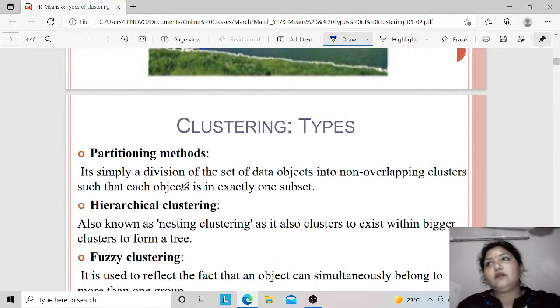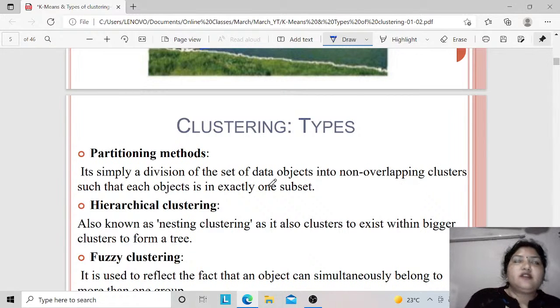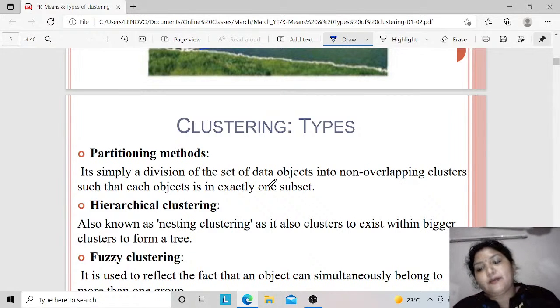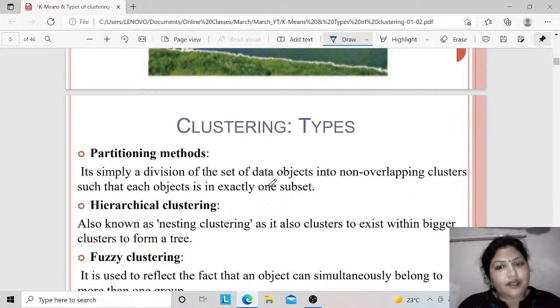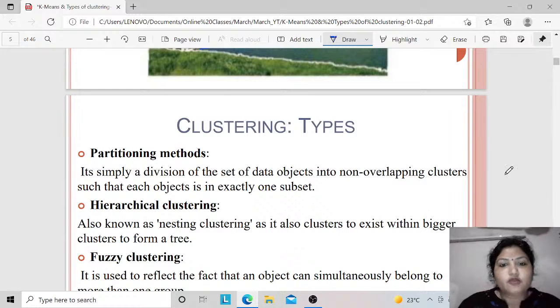There are a number of types of clustering, right? It is not like we are talking about only a single type of clustering. There are different methods, so according to the application, we are going to apply the type of clustering. The first type of clustering that we have is the partitioning methods. It is simply the division of a set of data points into non-overlapping clusters such that each object is in exactly one subset. It is not falling under different subsets. So that is called partitioning.